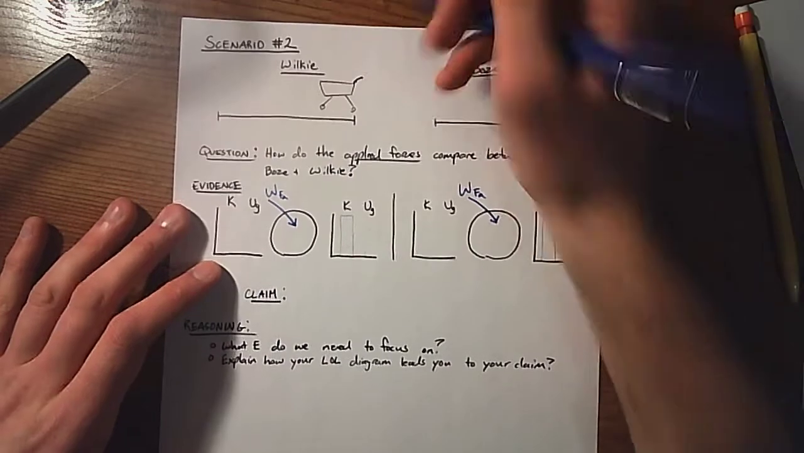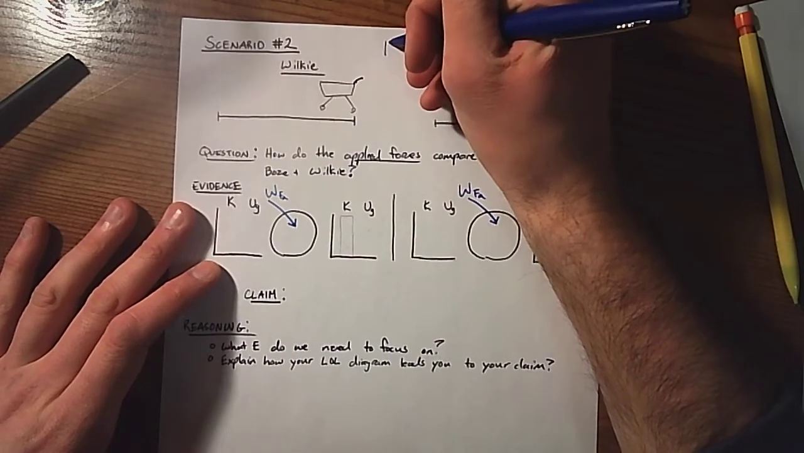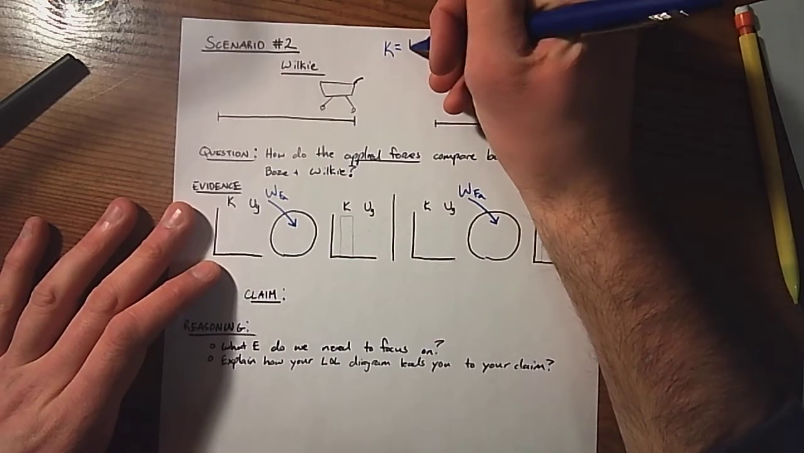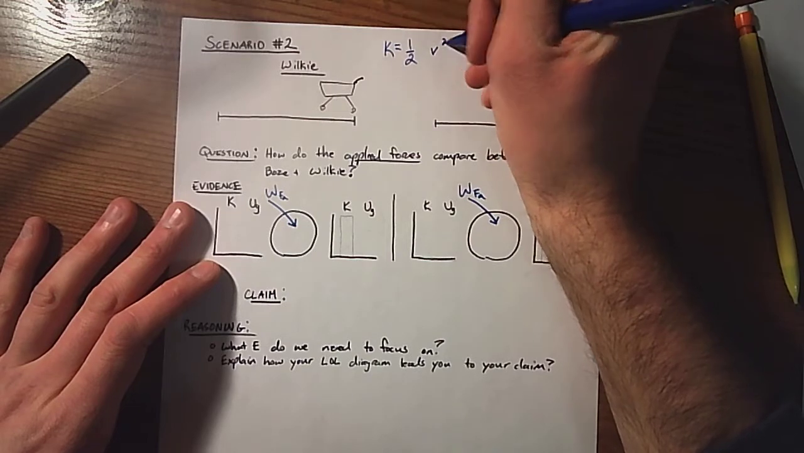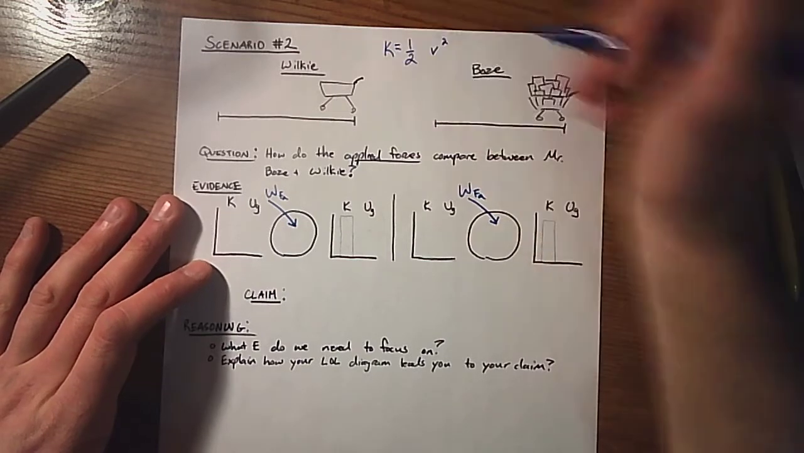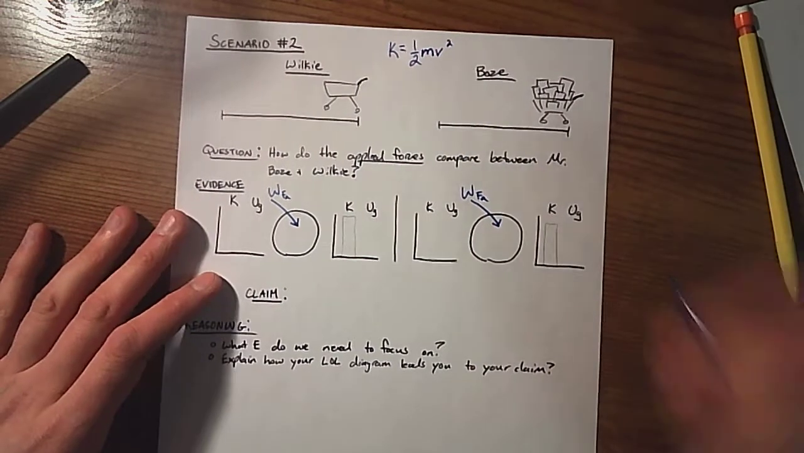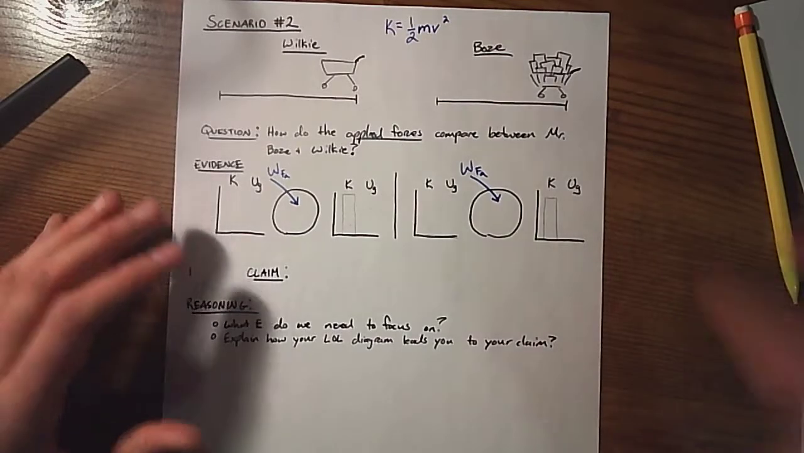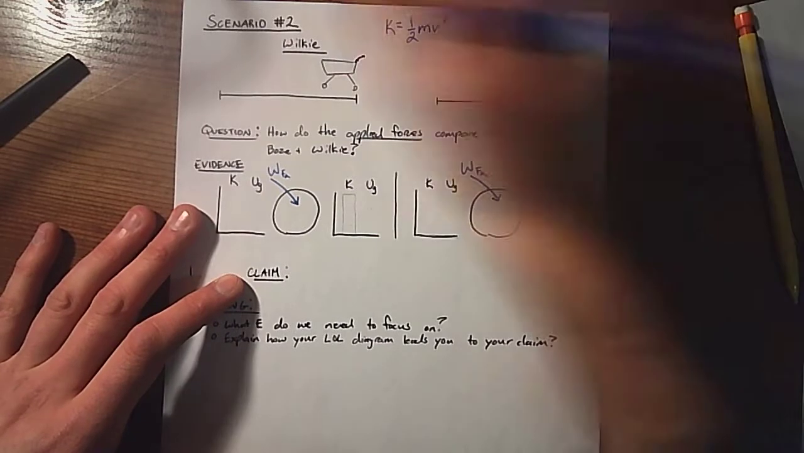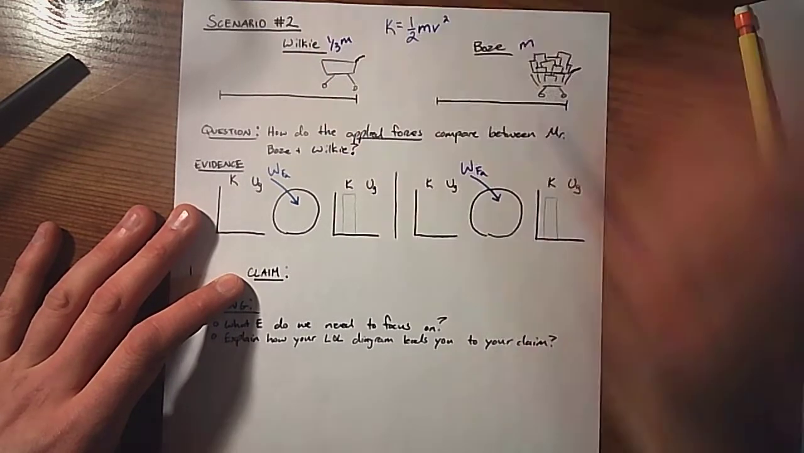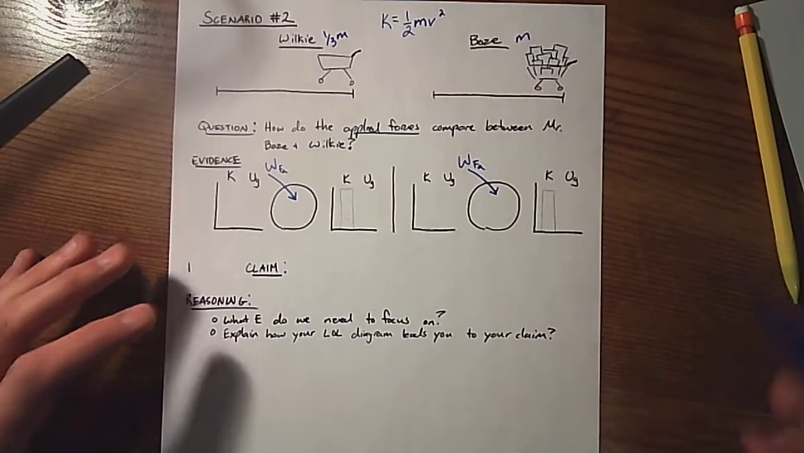So I might write this up a little bit up here. The equation's not K equals 1/2 v squared. Velocity is not the only thing that affects kinetic energy. It's also mass. And if we look at the problem, Bozade has a mass of M, while Wilkie has 1/3 the mass. So that's going to influence my kinetic energy.